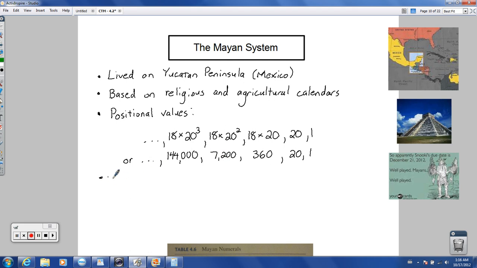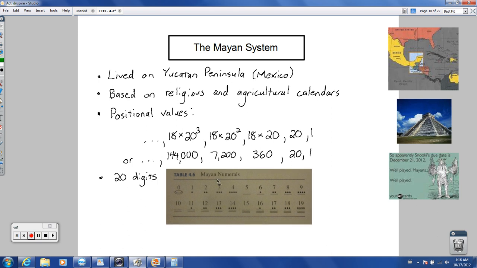And they had 20 digits in their system. Unlike the Babylonians, they did have a symbol for 0. So good job, Mayans. You got a symbol for 0. That's going to help a lot. So here's 0, and then 1 is just 1 dot. Basically, you go up to 4 with the 4 dots, and then 5 becomes a bar. Every bar is 5. Every dot is 1. And it goes all the way up to 19. Once you get there, then you have another place value that gets added to that. So there are 20 digits. Those are the 20 digits.